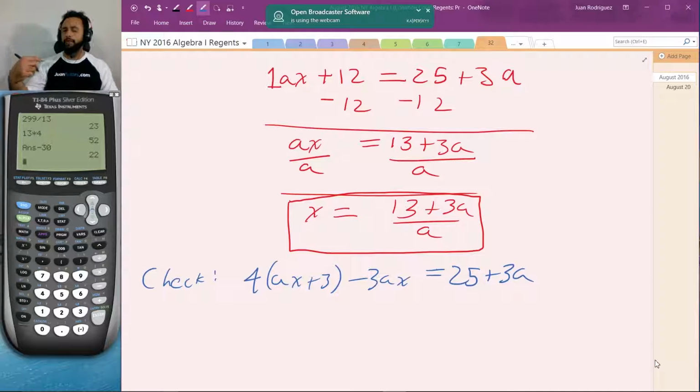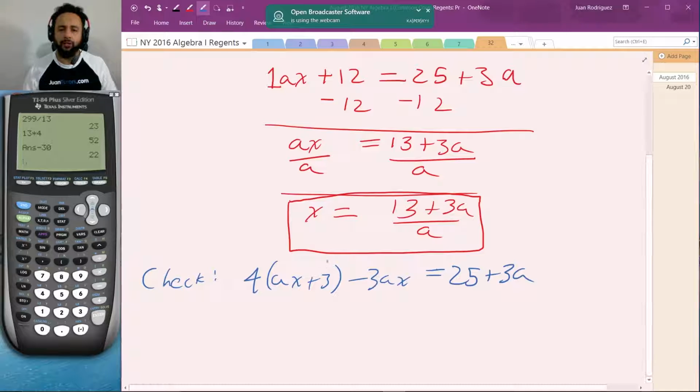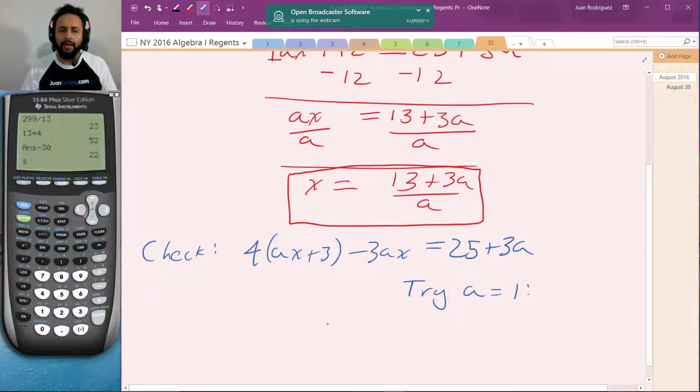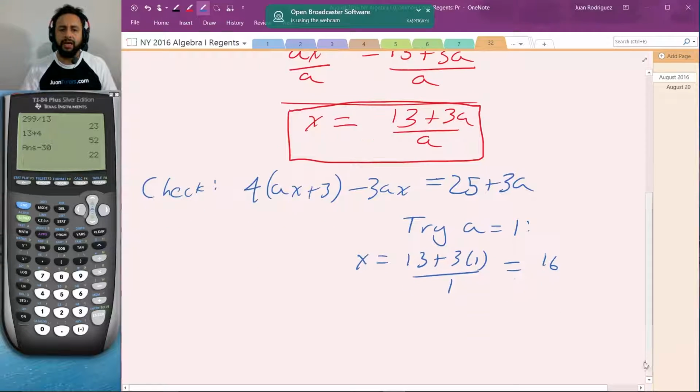But what I'm going to do is a way that a lot of students like: choosing numbers that will check your answer. For example, try a equals 1. That's a very nice easy number. Then I get x equals (13 plus 3 times 1) over 1. So 3 times 1 is 3, 13 plus 3 is 16, and 16 over 1 is 16. So I'm going to plug in 16 for x and 1 for a, and I better get the same thing on the left and the right.